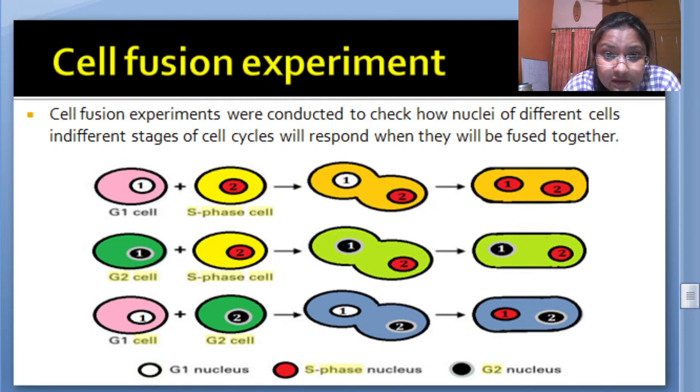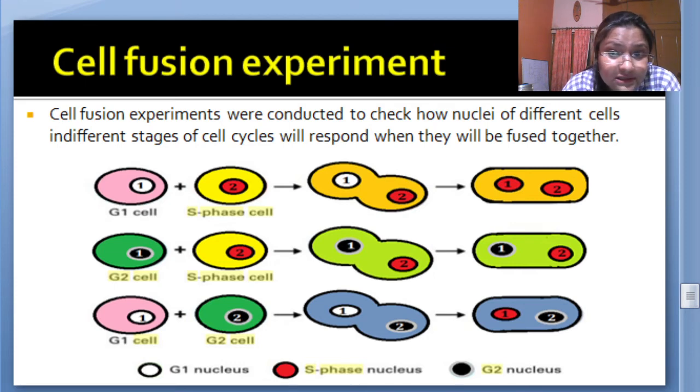Now another experiment was conducted in which a G2 cell nucleus was fused with the nucleus of an S phase cell, the synthesis phase cell. So what was the result? The one in black color is the G2 cell nucleus. They have been fused here, but the result was the same. The G2 cell was still in G2 phase, and the S phase cell was still in S phase. So there was no significant change.